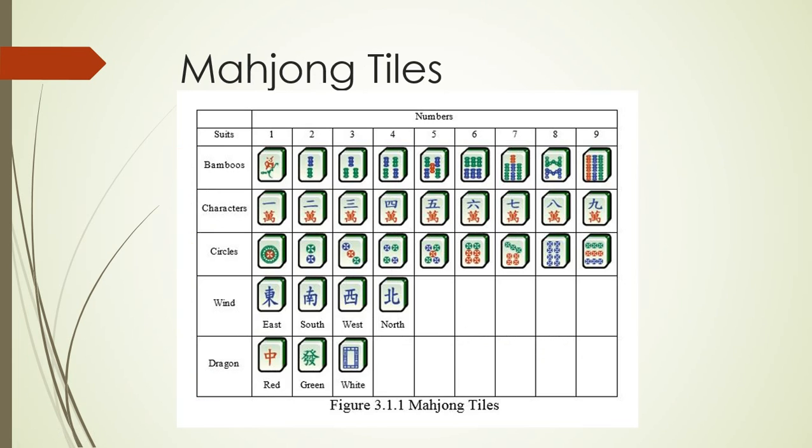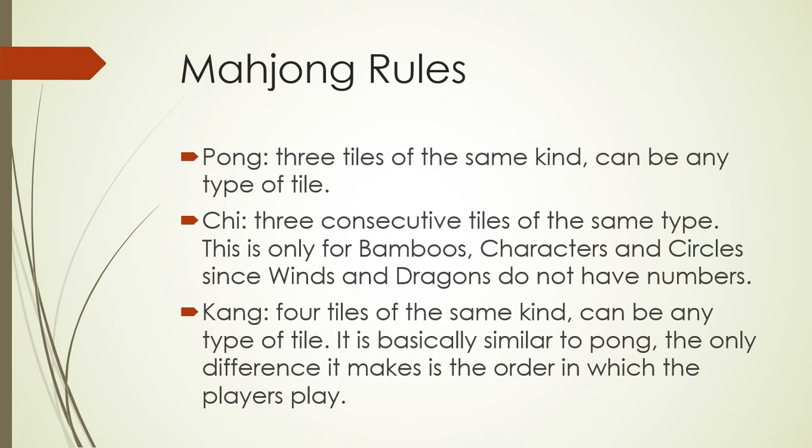These are the Mahjong tiles. There are 5 types. The first 3 types, bamboo, characters, and circles, have numbers from 1 to 9. And as I mentioned, we need 4 sets of 3, and these sets can be constructed by the following. The first one is a pong. Pong is 3 tiles of the same kind. And the second one is a chi. Chi is 3 consecutive tiles of the same type. And this is only for bamboos, characters, and circles, since winds and dragons do not have numbers. And gang is 4 tiles of the same kind. It's very similar to pong.